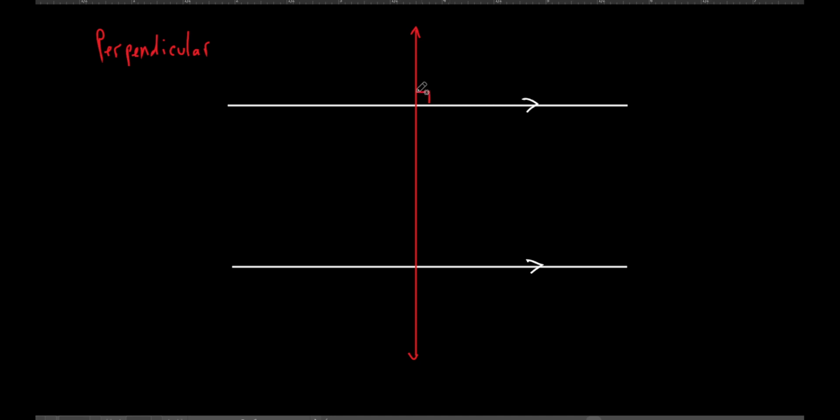Okay, so if this red one is perpendicular to the first parallel line, now these have to be parallel for this to be true, but if this is perpendicular to the first one, what kind of angle do you think, just by guessing, this is going to be right here? This is going to be a right angle as well. Well, let's figure out why.